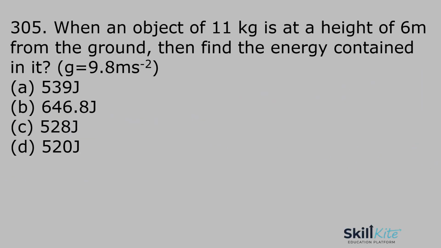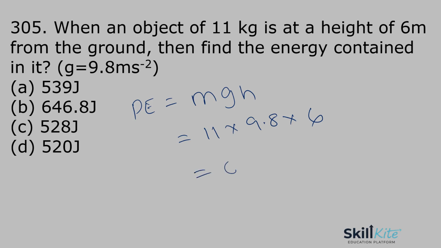When an object of 11 kg is at a height of 6 meter from the ground, find the energy contained in it. They are asking about potential energy. So mgh. Mass is 11, g is 9.8 into 6. So the answer would be 646.8 joules. Option B.